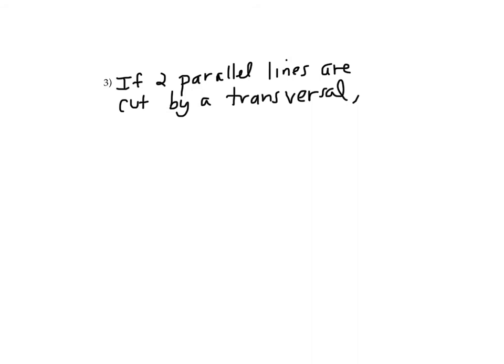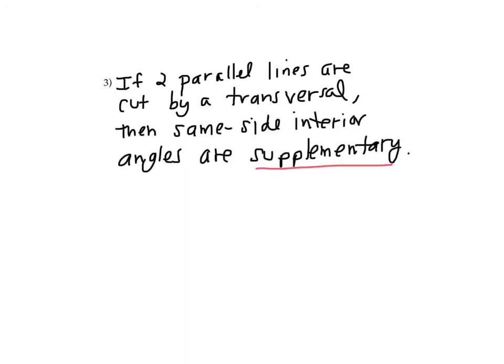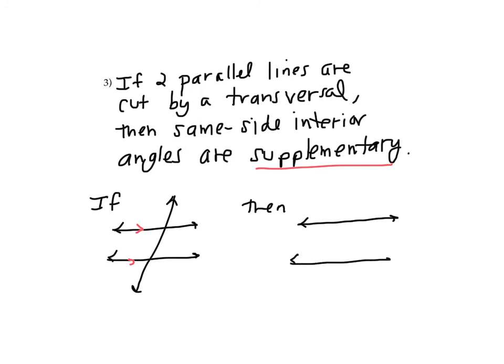Our third theorem starts off the same way. If two parallel lines are cut by a transversal, then same side interior angles are supplementary. Be careful with this one. They're supplementary, not congruent. And again, we can illustrate this by first starting with two parallel lines. So again, we have to have an indication that the lines are parallel, so look for the arrows or look for that in writing. And we are going to say if those two lines are parallel and they're cut by a transversal, we want to say that same side interior angles are supplementary.